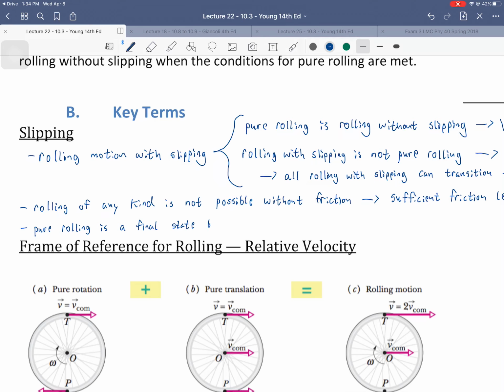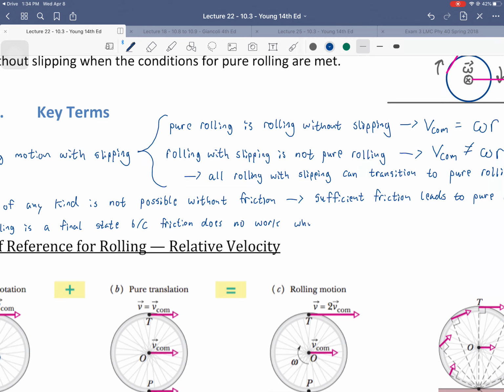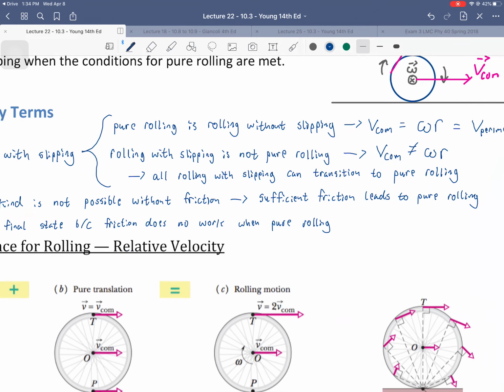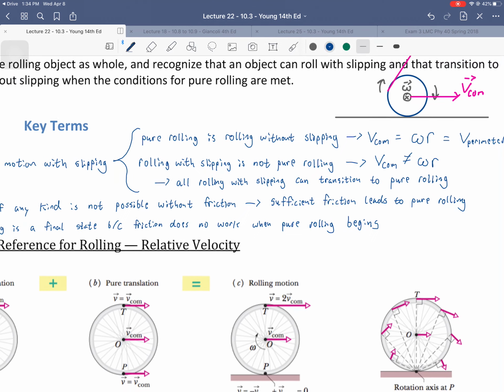Okay, so then pure rolling is a final state because friction does no work when pure rolling begins. We'll say when the pure rolling state is met, but also just begins.